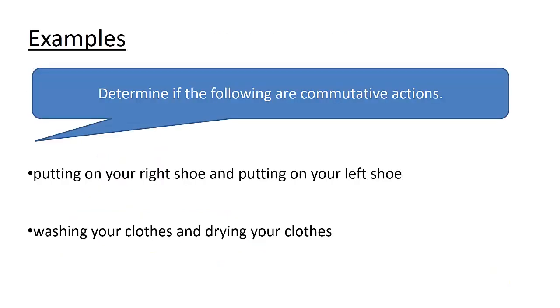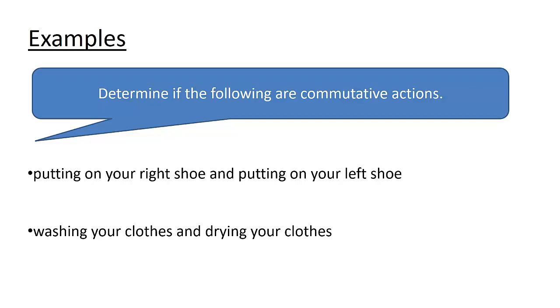Let's take a look at a few real-life examples to get a better sense of what we mean by commutativity. First, let's look at putting on your right shoe and putting on your left shoe. Notice that it doesn't matter if we put the right shoe on first or the left shoe on first. The end result is that we're going to have both shoes on. So these two actions are called commutative. Next, let's look at washing your clothes and drying your clothes. Well, we could wash first and then dry afterwards and have clean, dry clothes. However, if we dry our clothes first and then wash them, we're going to have clean, wet clothes.